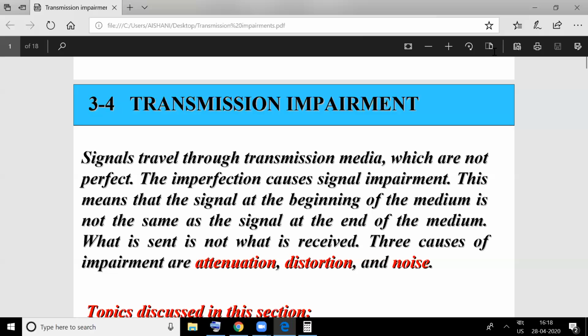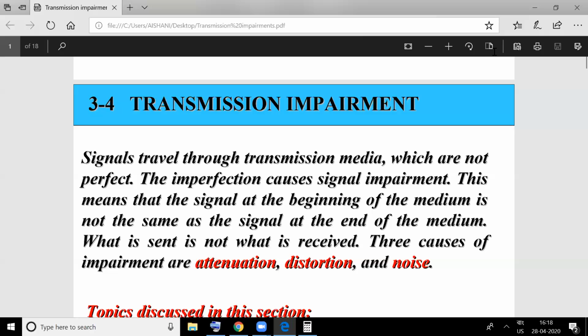This means that the signal at the beginning of the medium is not the same as the signal at the end of the medium. The signal we send from the sender at the start, whatever the receiver is receiving will not be the same one.